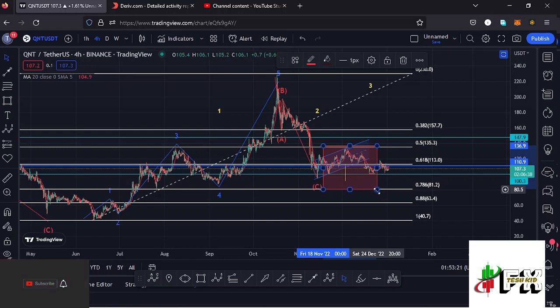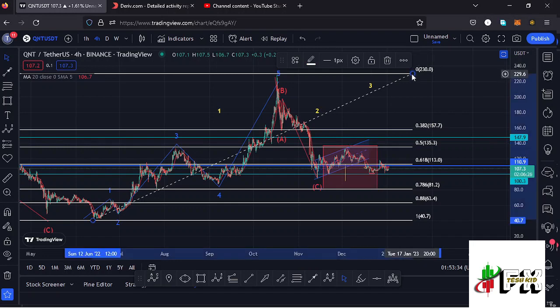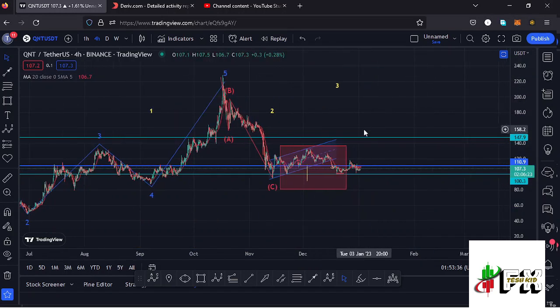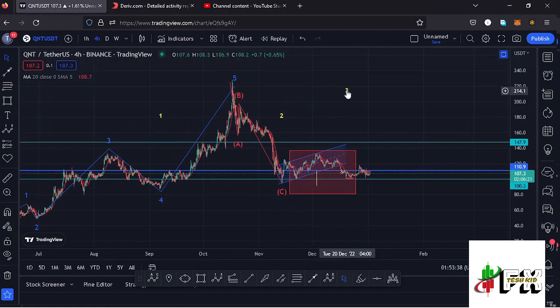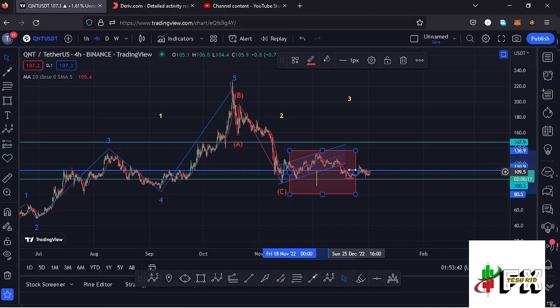And now that target area lies between the $135.3 mark and the $81.2 mark, and that is because we are seeing much of a consolidation right here, and I'm still expecting one more new low in the formation of that higher Elliott wave count 2. And once that happens, then we can expect a bit of an impulsive movement to the upside in the formation of this higher Elliott wave count 3 to the upside.